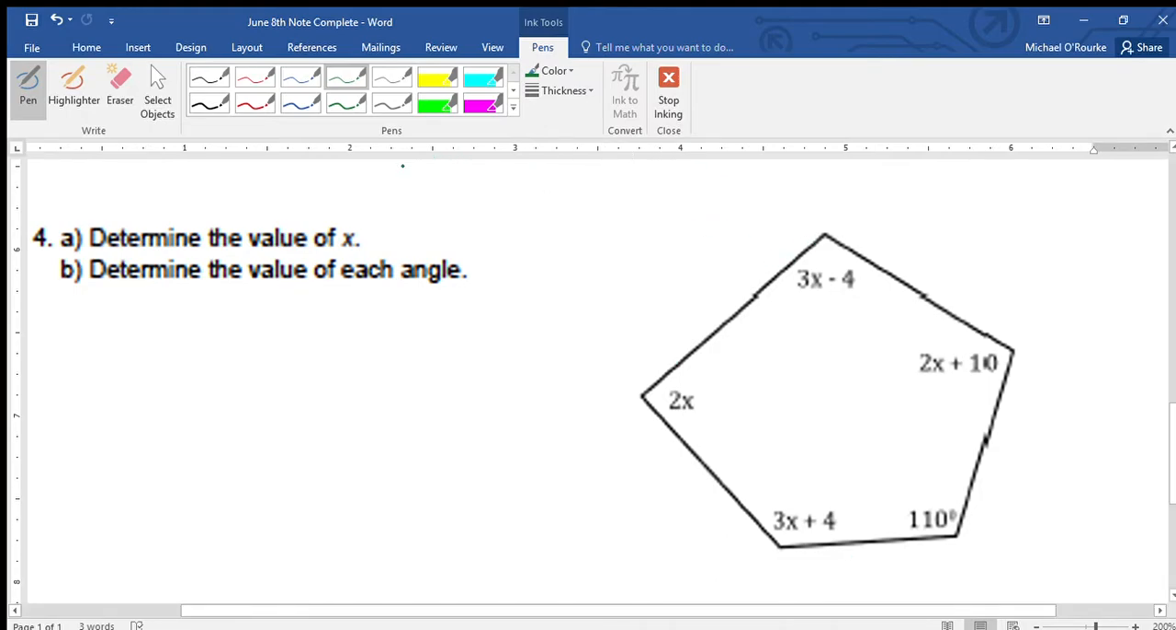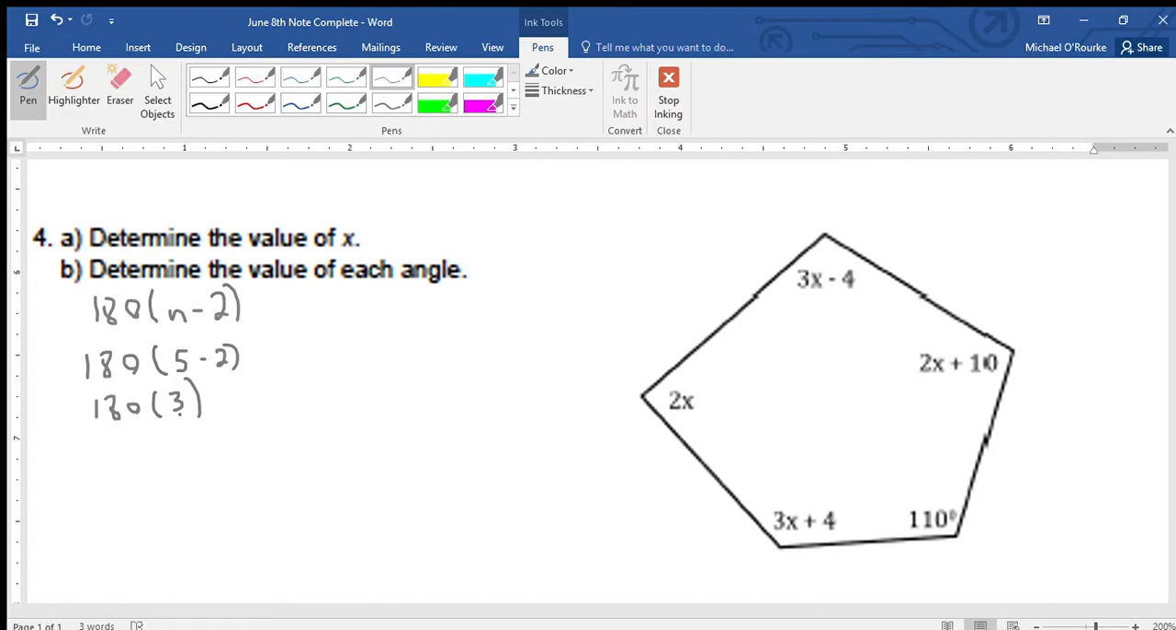There's two ways we could do this. One would be to apply our formula. The formula we learned last week was 180 times n minus 2, where n's the number of sides. This would be 180 times 1, 2, 3, 4, 5. 5 minus 2, so 180 times 3. Now 180 times 3 is going to be 540, I think, equals 540 degrees. Okay, that's one way to find it.